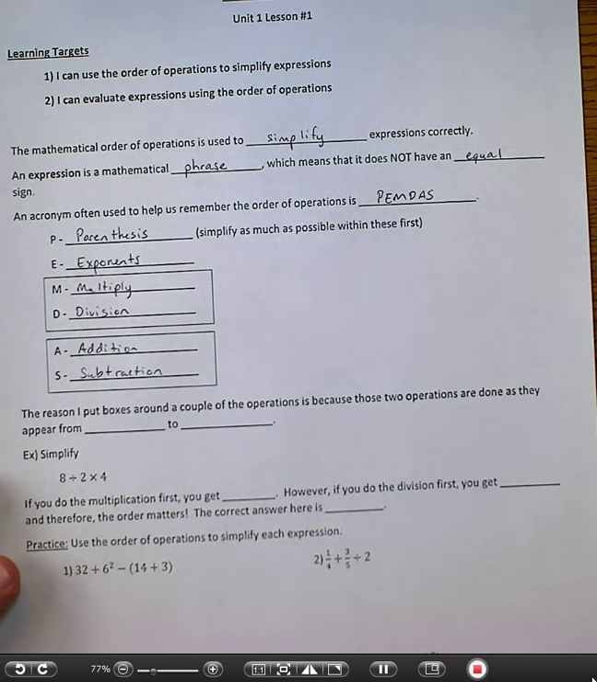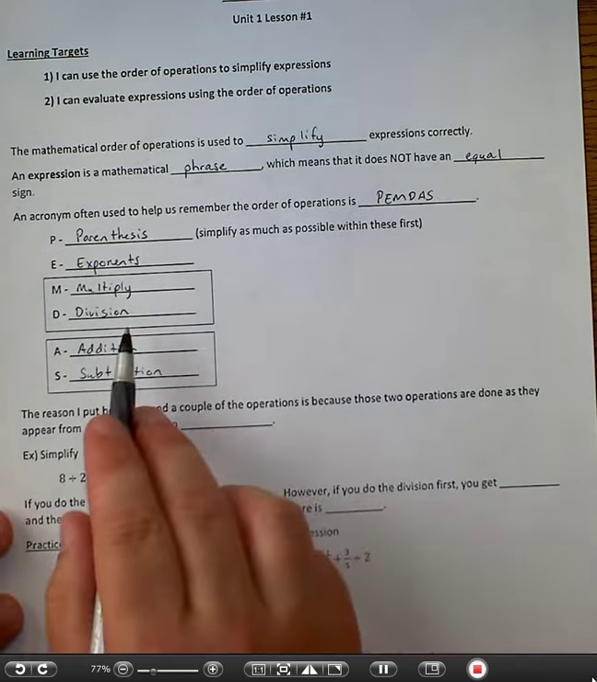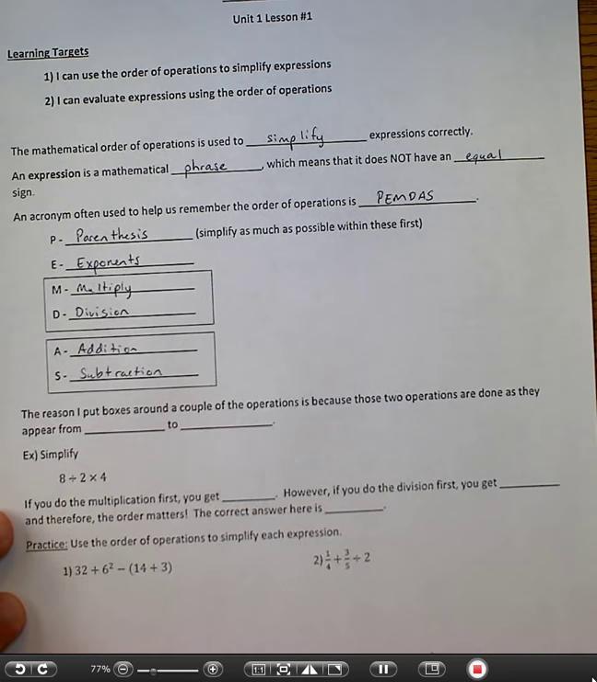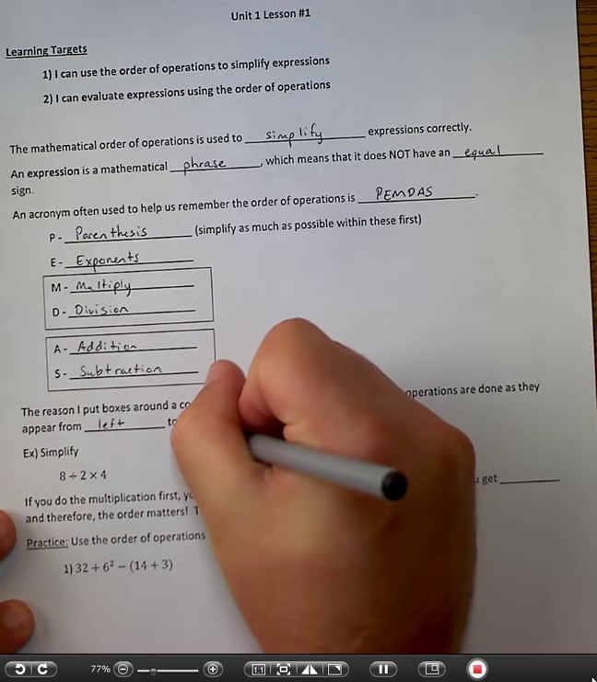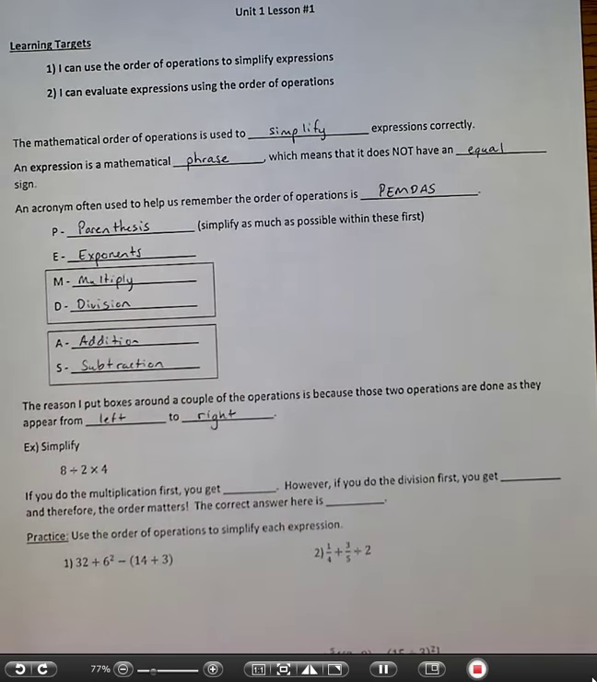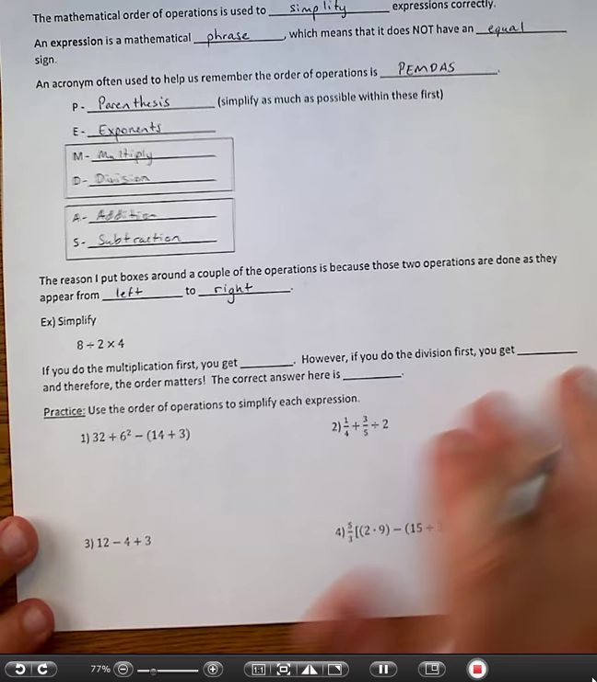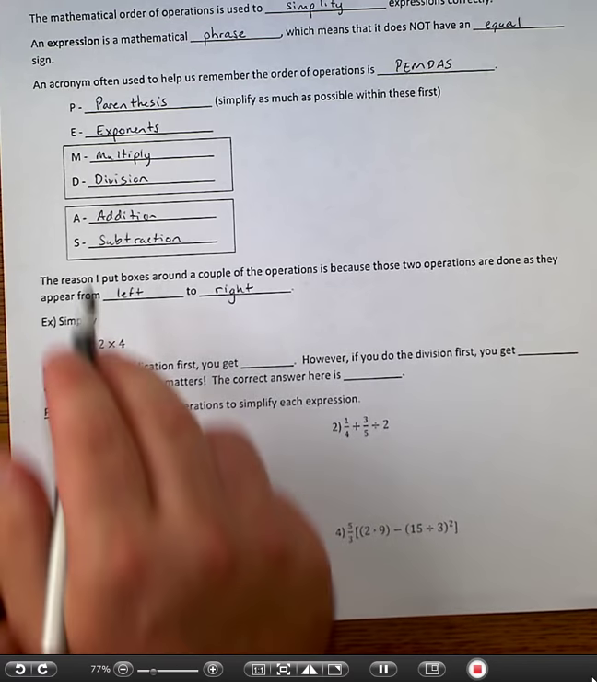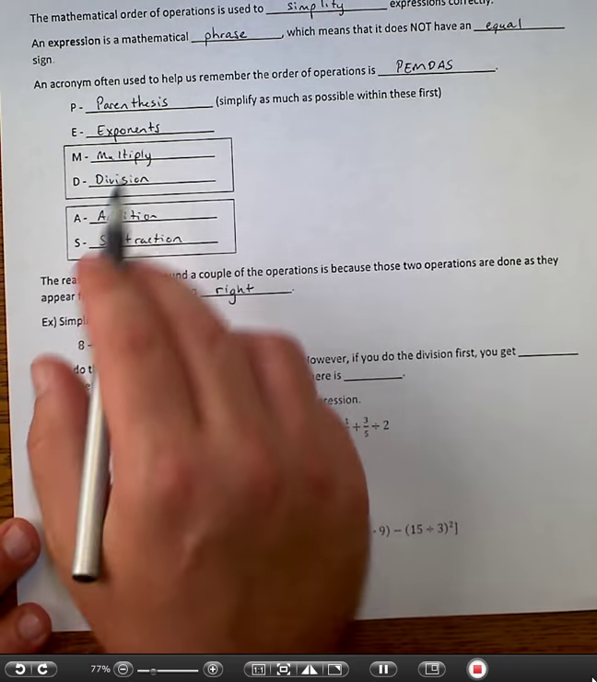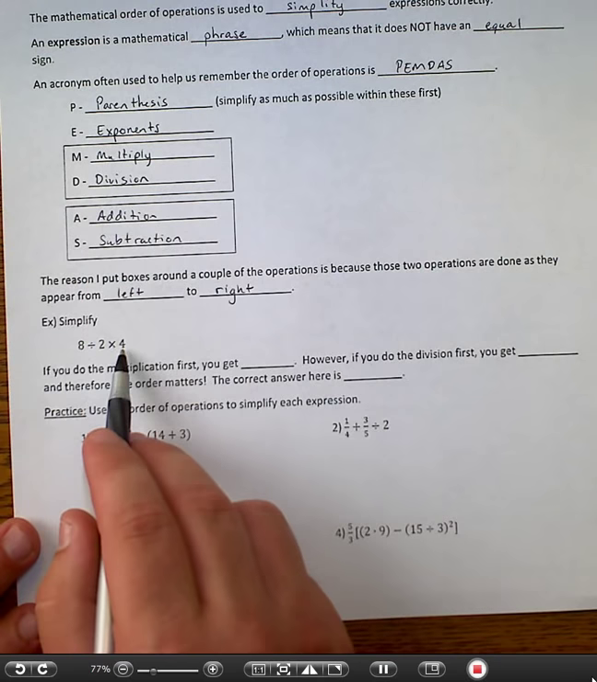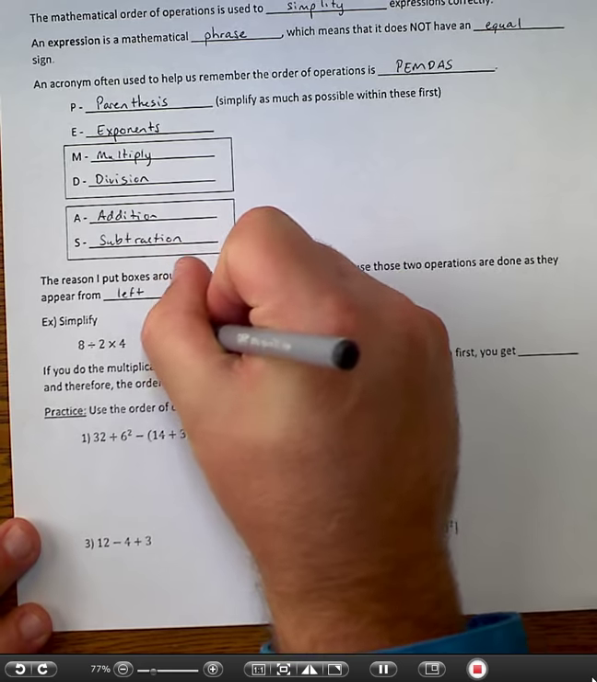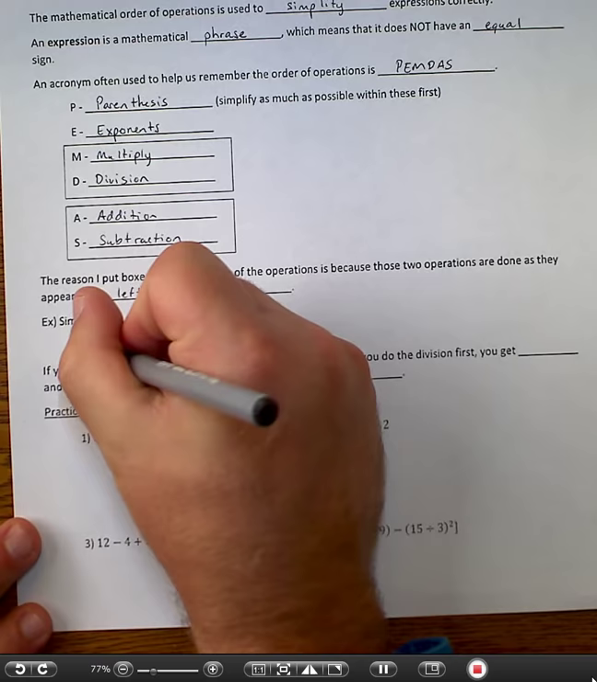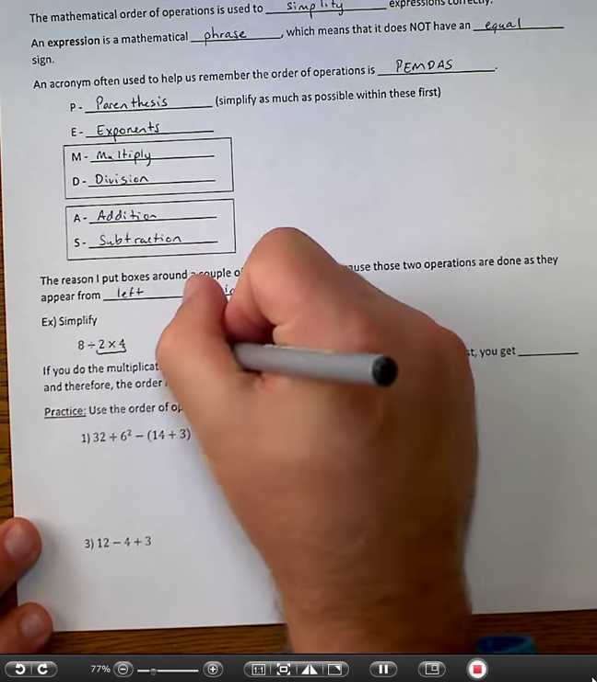The reason I put boxes around multiplication and division, and addition and subtraction, is because those two operations are done as they appear from left to right. What do I mean by that? The first example here shows it: 8 divided by 2 times 4. If I do it the wrong way, doing multiplication first, I would do 2 times 4 first and get 8, and then 8 divided by 8 would be 1.